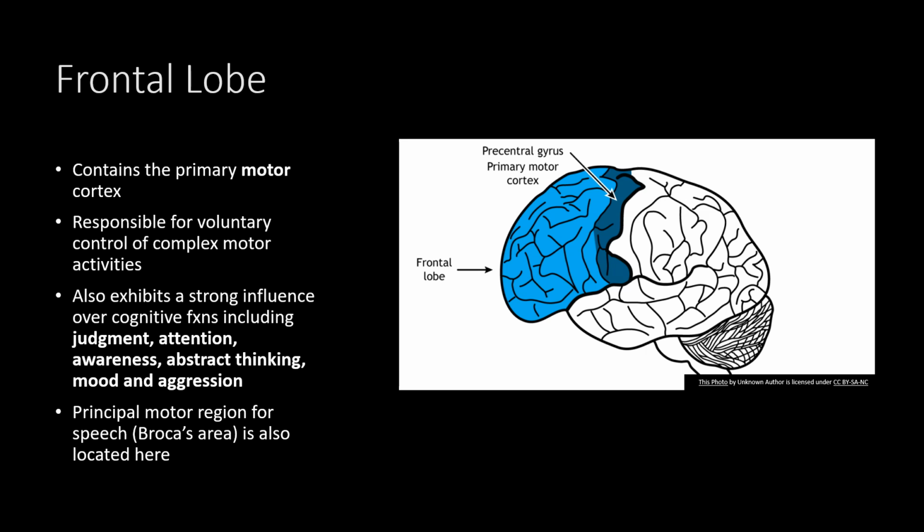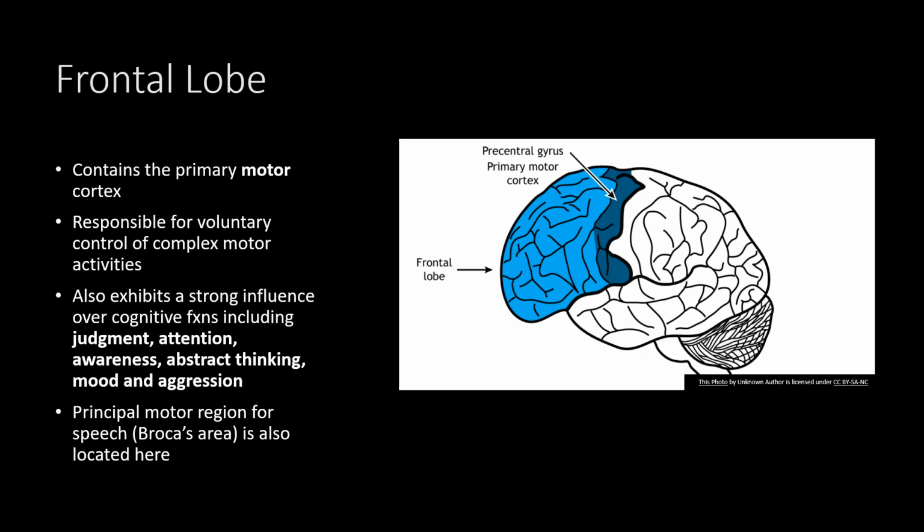The frontal lobe contains the primary motor cortex, and it's responsible for voluntary control of complex motor activities. So that's going to be the front of the brain because it's named the frontal lobe. It's pretty easy to know where it is, and that's where all of our motor movement comes from. But we also know that the frontal lobe has a strong influence over cognitive functions such as judgment, attention, awareness, abstract thinking, mood, and aggression.